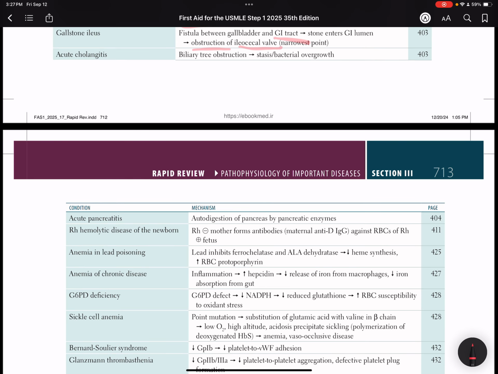Next condition is acute cholangitis. This is because of biliary tree obstruction. The biliary tree obstruction leads to stasis, bacterial overgrowth, causing acute cholangitis. The obstruction is because of the gallstones.